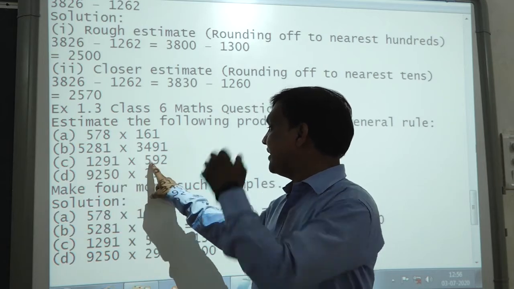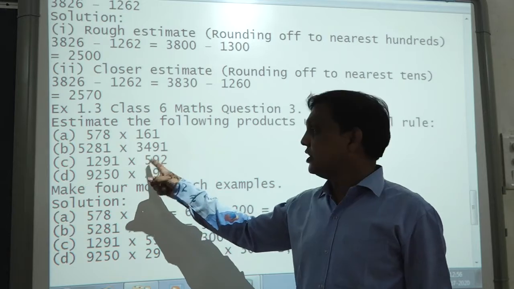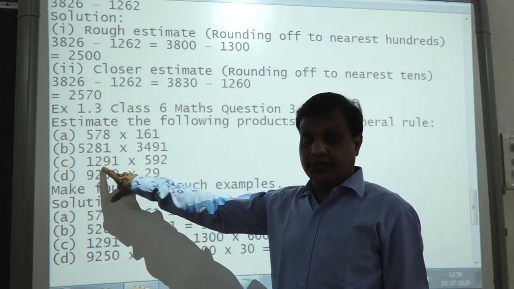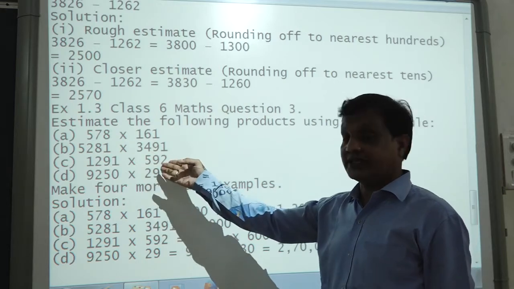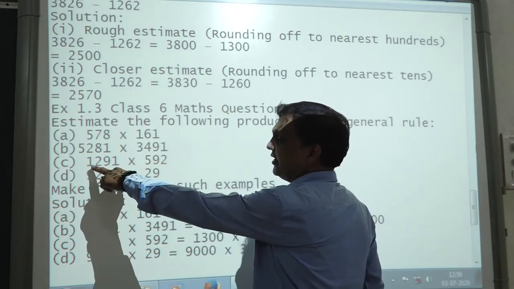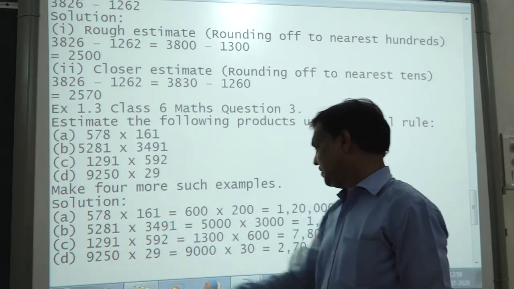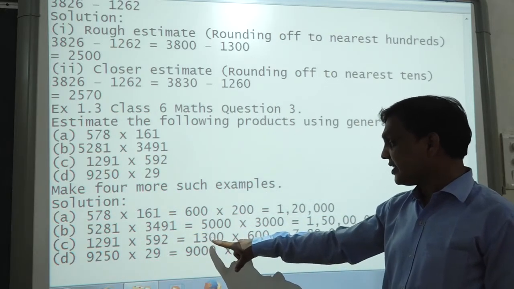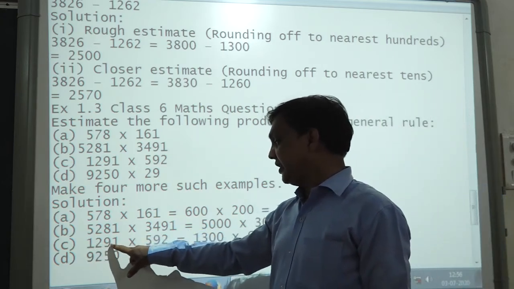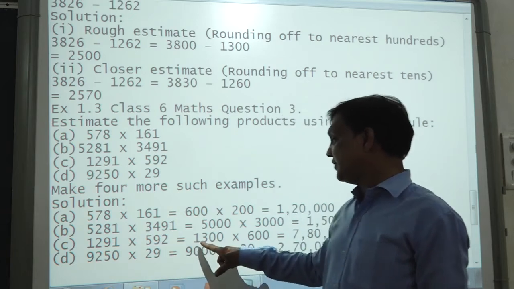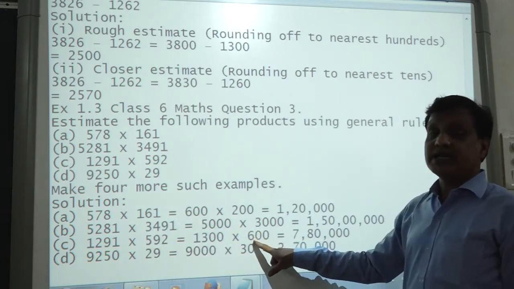1,291 and 592. Now here, this one is in thousands and this one is in hundreds. So you convert this number to the nearest thousand, and this number to the nearest hundred, because its last place is hundreds. 1,291 to the nearest thousand becomes 1,300, and 592 to the nearest 100 becomes 600.